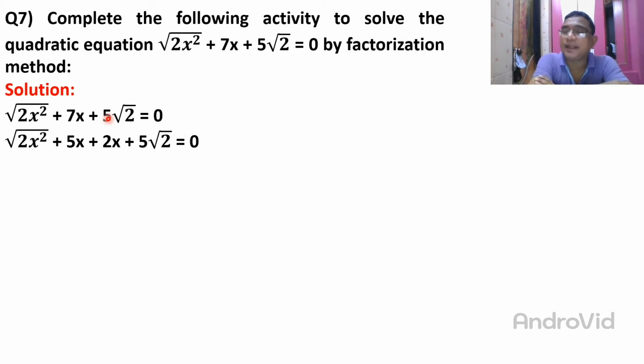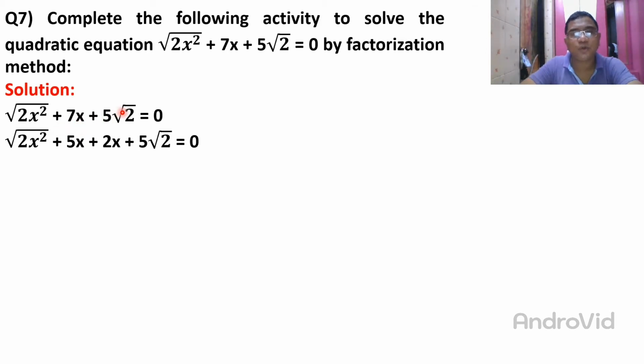The product must be 10 and the sum must be 7. Root 2 into 5 root 2 gives 10, so we are finding two numbers whose product is 10. 5 twos are 10, so we are getting product 10, and 5 plus 2 is 7.